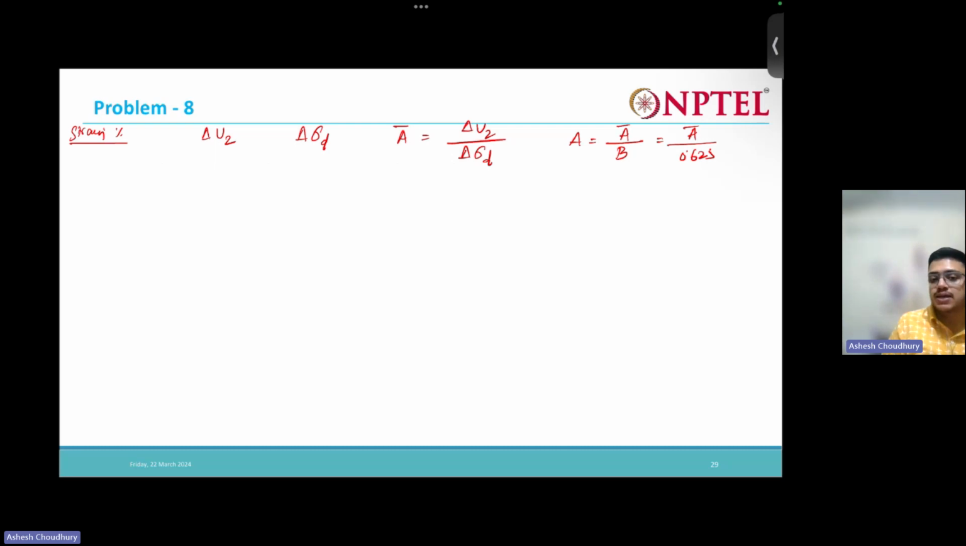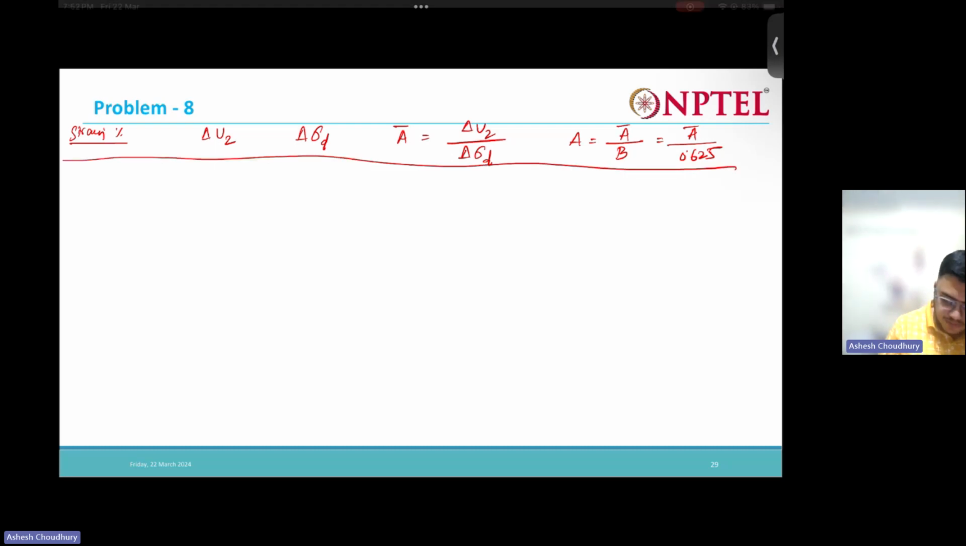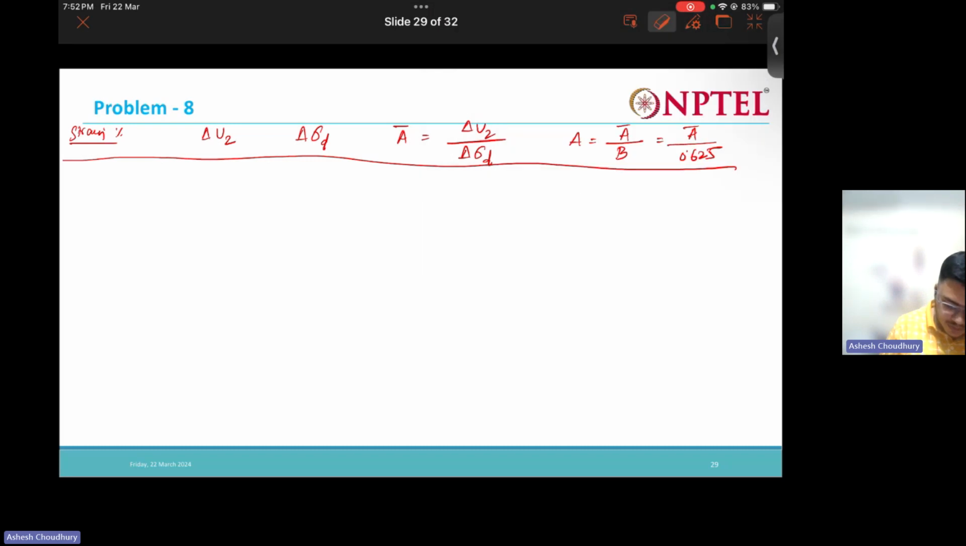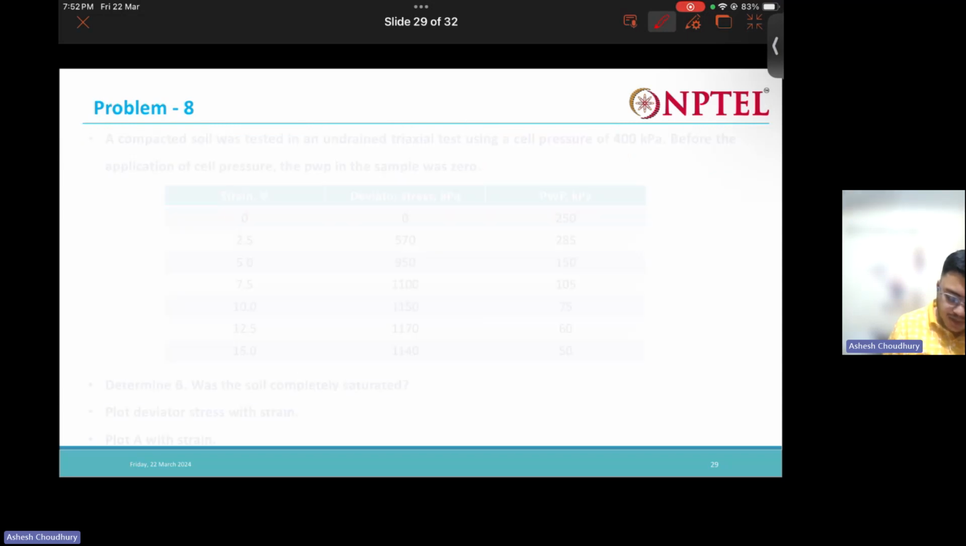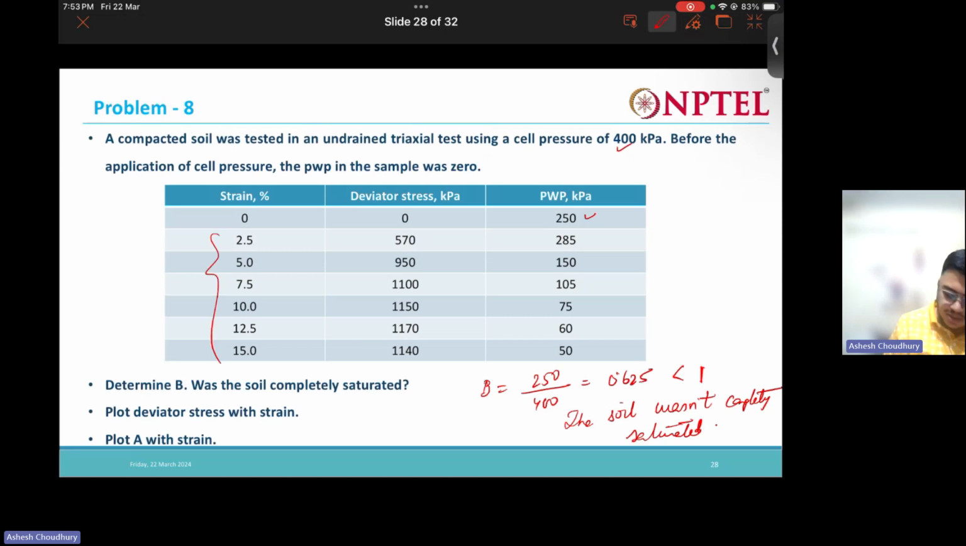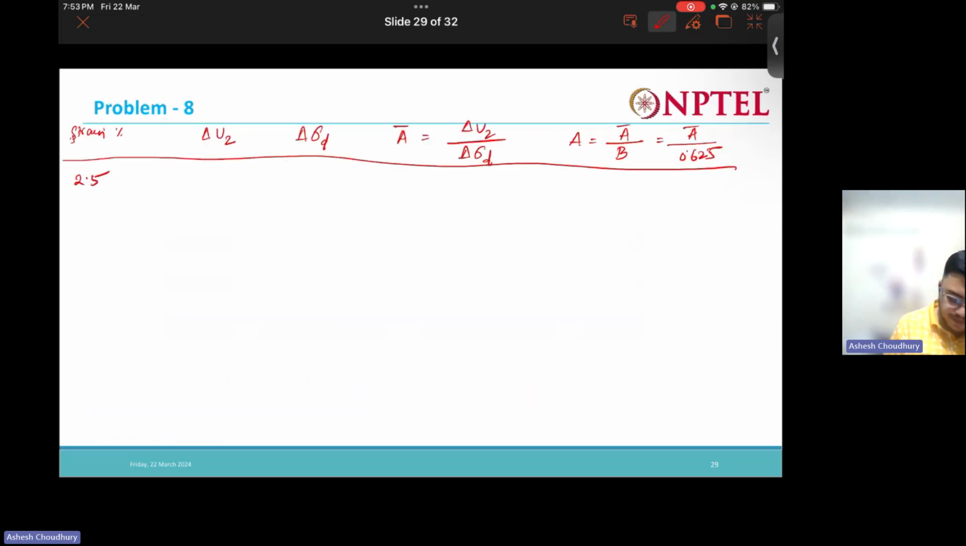Now we cannot put A bar is equal to A because B you already saw that B is not equal to 1. So you have to use this. Let us do this. I'm just writing whatever value is there, all this I'm just copying these values.